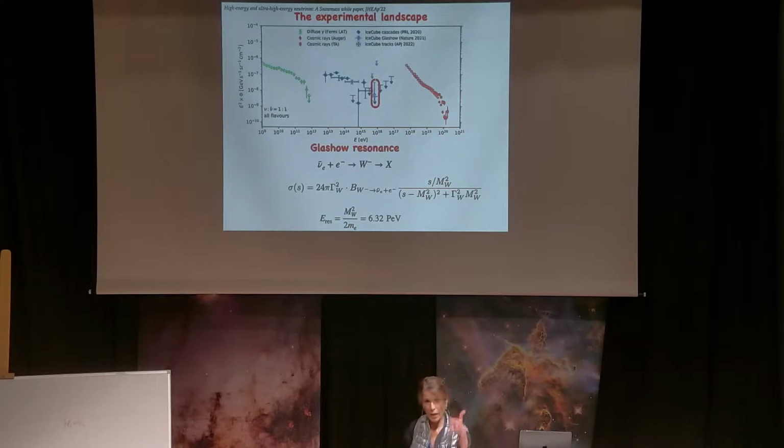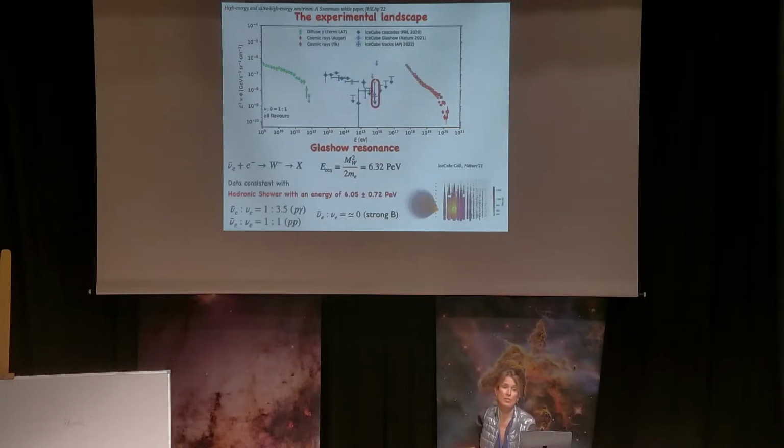So electron neutrinos, tau neutrinos, and muon neutrinos in neutral currents leave showers, and muon neutrinos in charged current interactions produce tracks. Okay, we will see this later or tomorrow in detail. So here you can see this event, which is perfectly consistent with the Glashow resonance. Here I show you, again, the resonant energy, and the data is consistent with a hadronic shower with an energy of 6.05 plus or minus 0.7 PeV, okay?